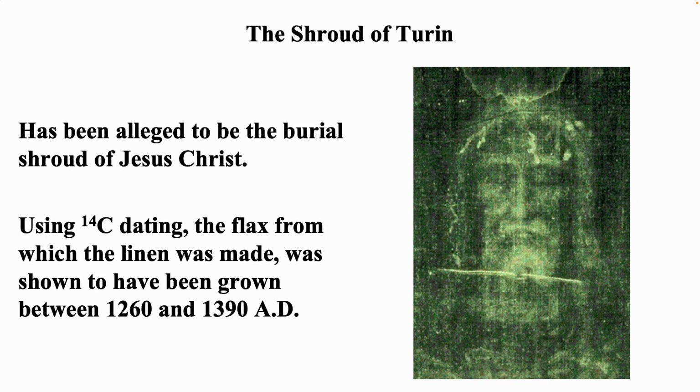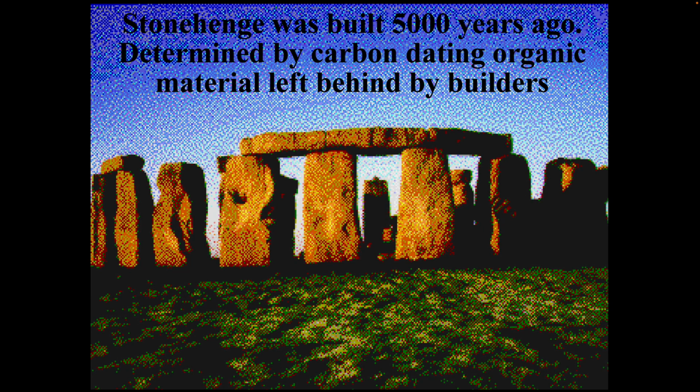It's kind of interesting. This is the Shroud of Turin, and it has been alleged to be the burial shroud of Jesus Christ. Using carbon-14 dating, the flax from which the linen was made was shown to have been grown between 1260 and 1390 AD. It's also kind of interesting. Stonehenge was built 5,000 years ago, and that was determined by carbon dating of the organic material left behind by the builders. I hope that helps.